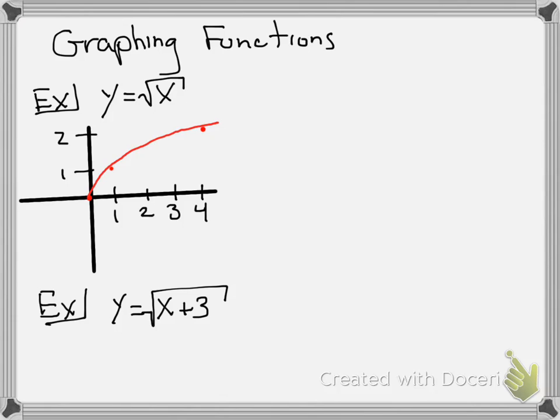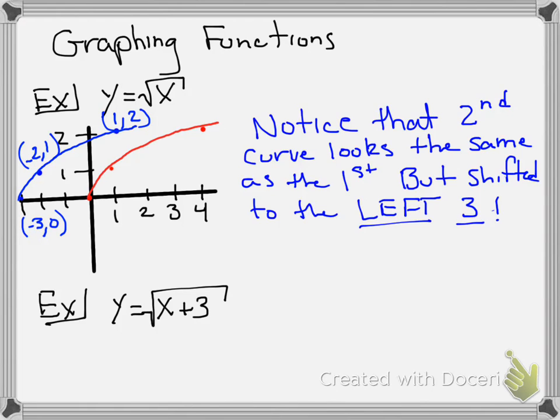Let's look at another equation. Y equals the square root of x plus 3. And we see that we get a second curve that looks just like that first curve, but it's shifted to the left by 3 units. Again, all we did here is just plug in numbers and got out some values and connected the line.